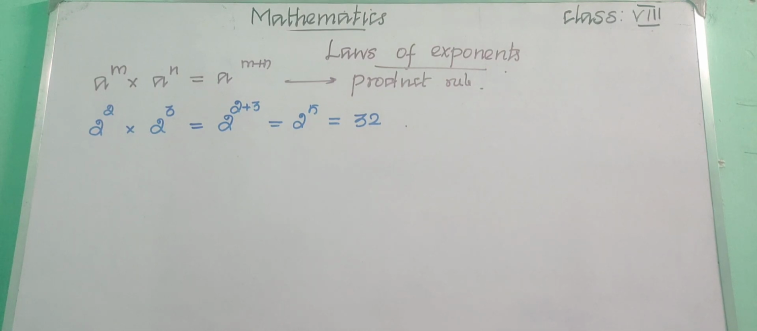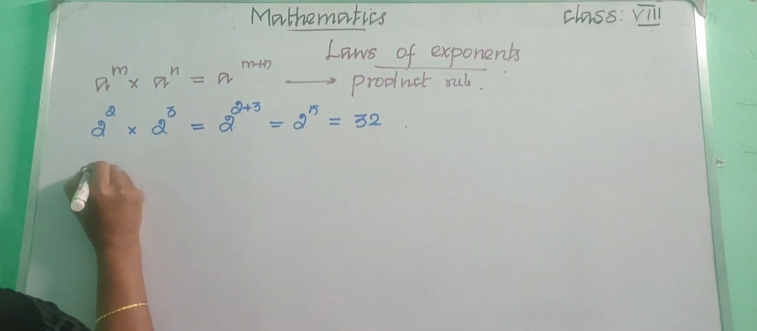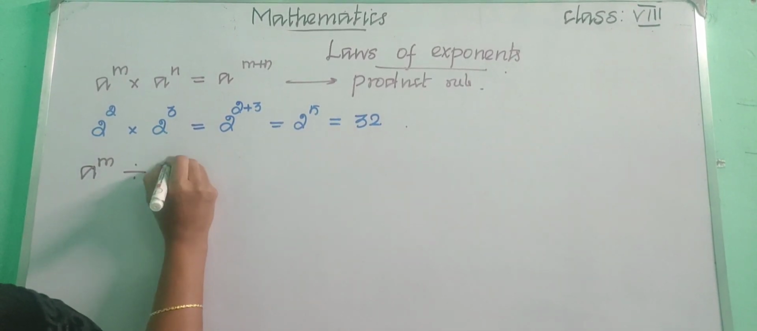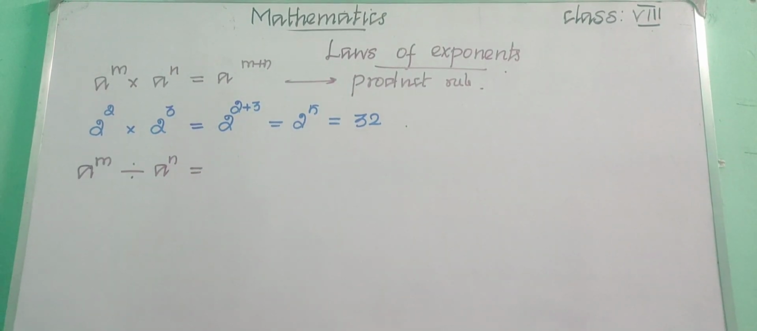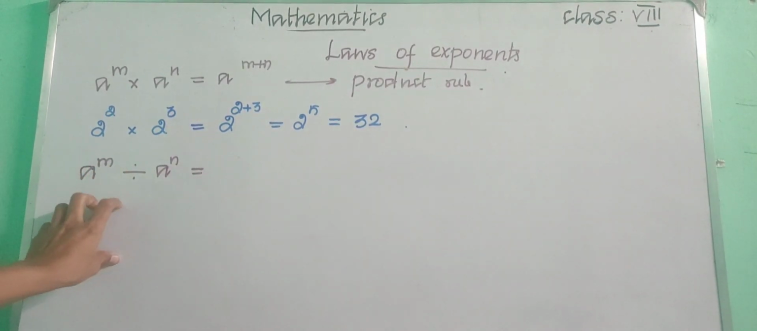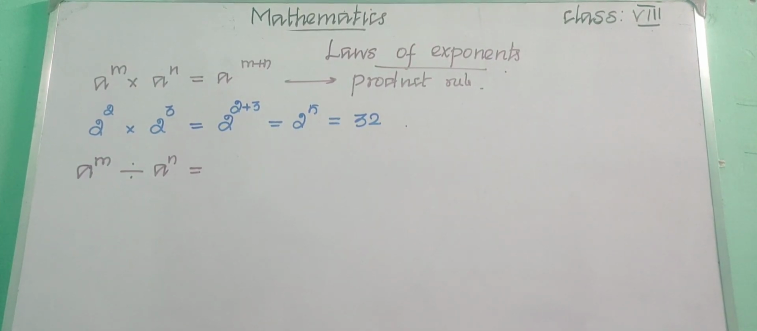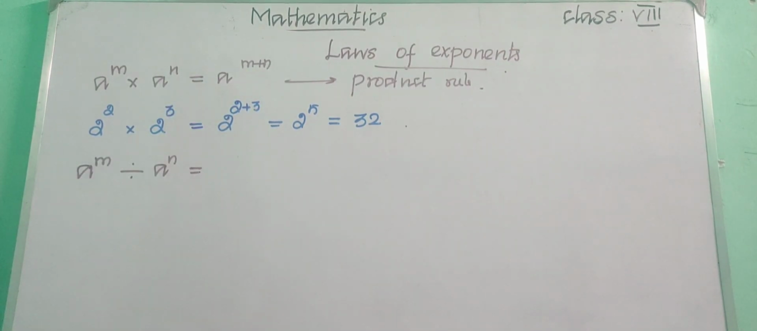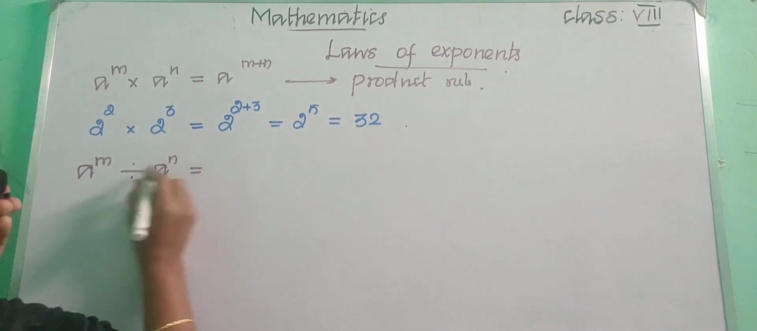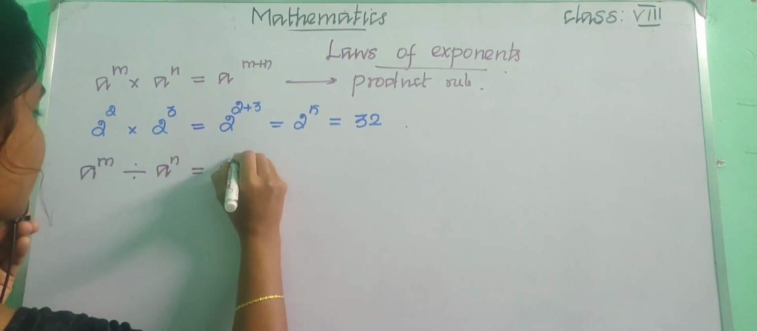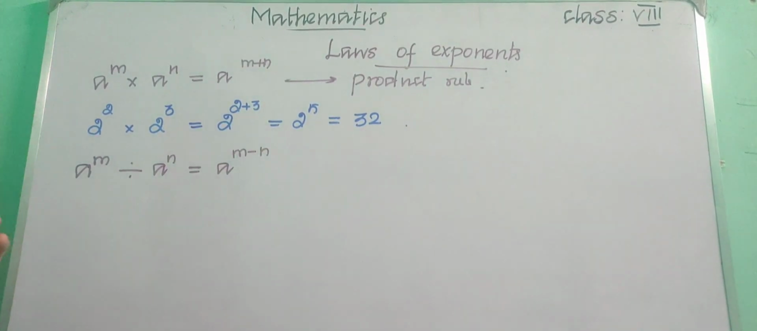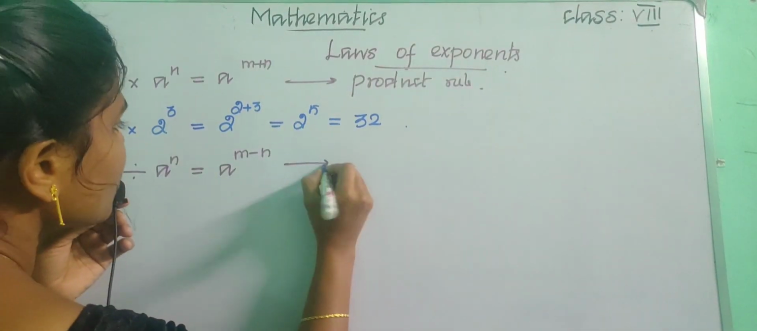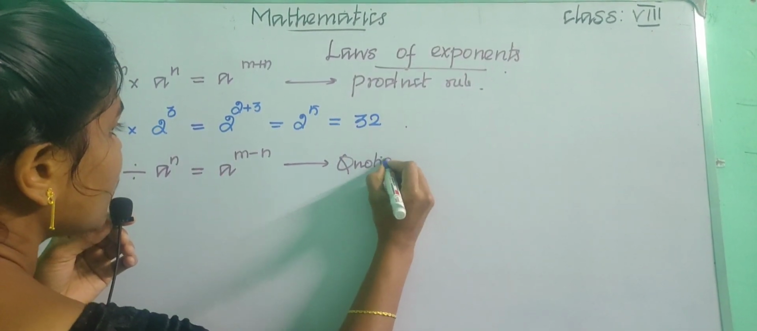Okay, children, so let us see the second rule. See, if you are having the terms a power m divided by a power n, how will you write? Here also the same base, powers are different and the sign is divide. For a product we just added the powers. Here it is division, so we need to subtract. So simply we can write the same base and the power should be subtracted: m minus n. Is it clear, children? So this is called quotient rule.